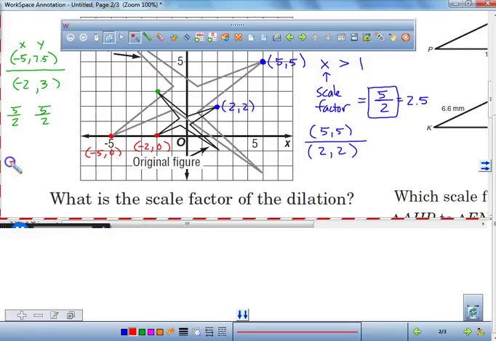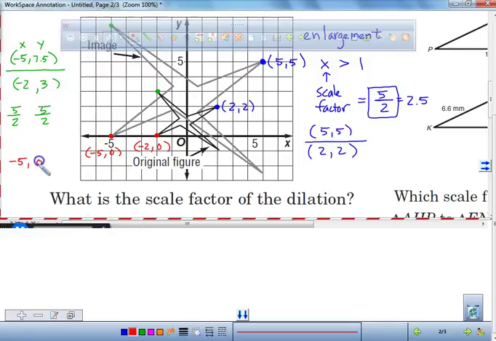You're like, wait a second, what about the red? Look at the red. Now, obviously, if we have a negative 5, 0, and we have a negative 2, 0, we can't do the 0 divided by 0, but what could we compare? The negative 5 divided by the negative 2. That still gets us what? 5 over 2. So all of these points, the red, the blue, and the green, they were all multiplied by 2.5. So the larger image is 2.5 times.